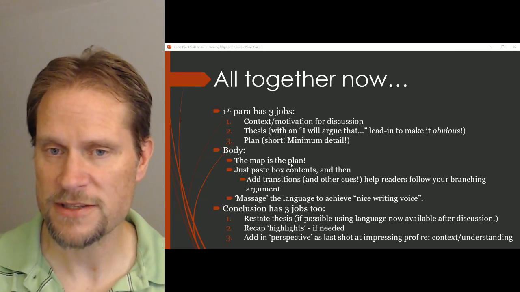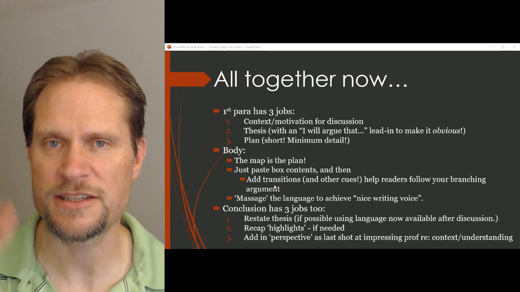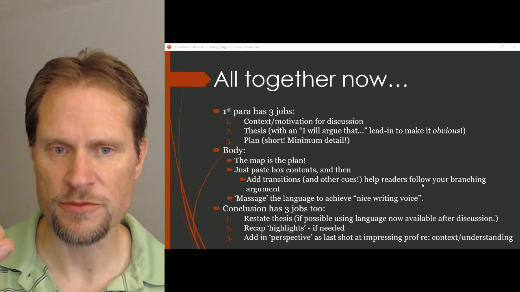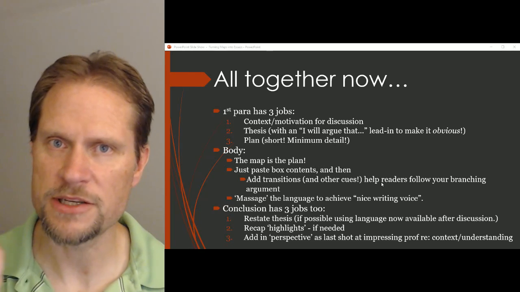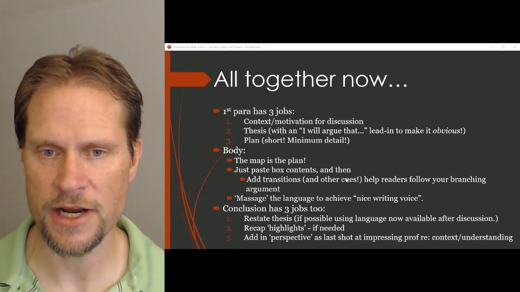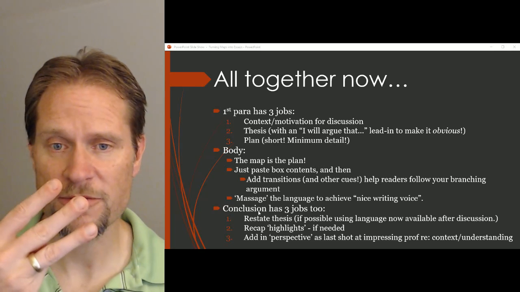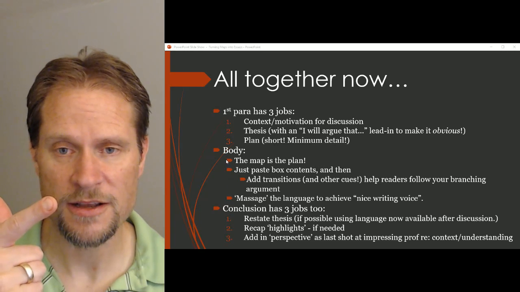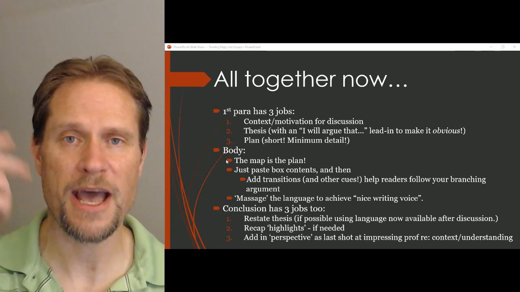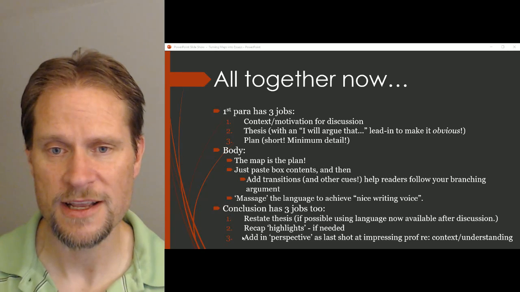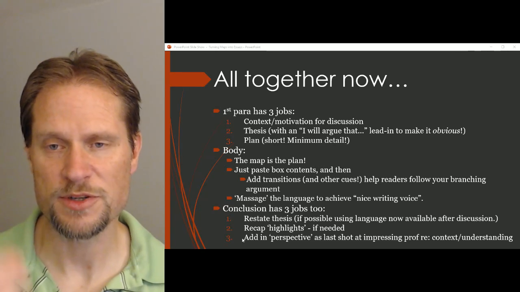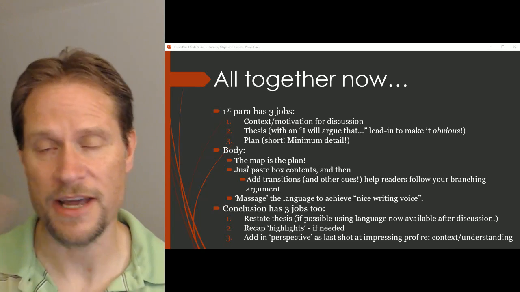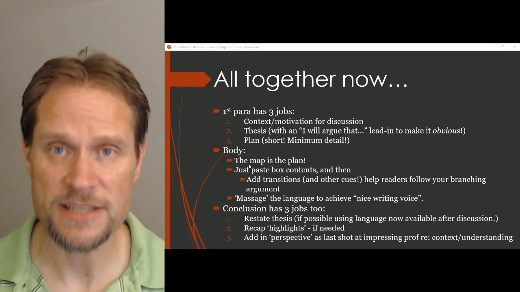Then the body: the map is the plan, you just paste the box contents and then massage them so they read nicer. And you add in transitions and other cues to help the reader follow your path through your map because you don't want them getting lost. You want to be that good guide, right? And then you wrap it up with a conclusion with three jobs. You restate the thesis, you recap highlights if needed. If you did a good job here, such that it was really transparently communicated, the shape of your map and your path through it, you don't really need to spend much effort doing that. And then last is add some perspective, some context. That's your last shot at impressing the prof. And that's it. This stuff right here should literally take minutes, not hours. We spent hours on the map. We spend minutes on the writing.